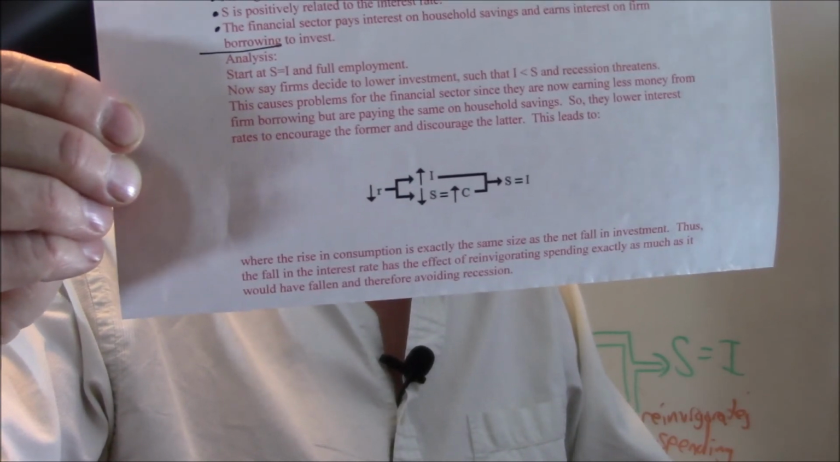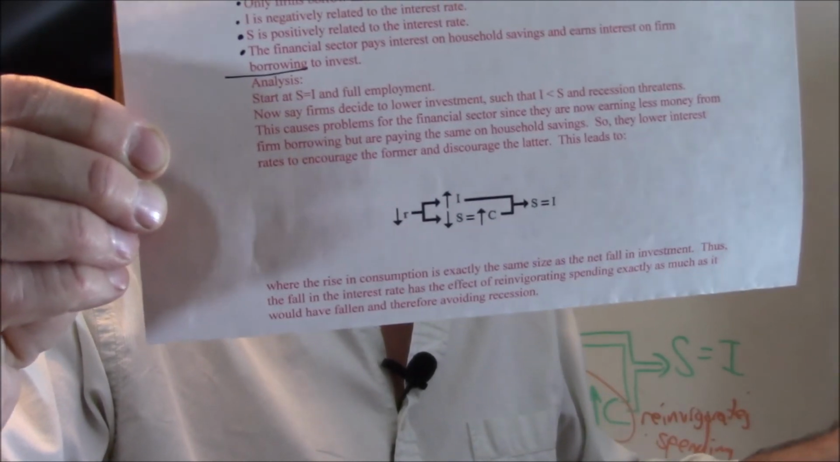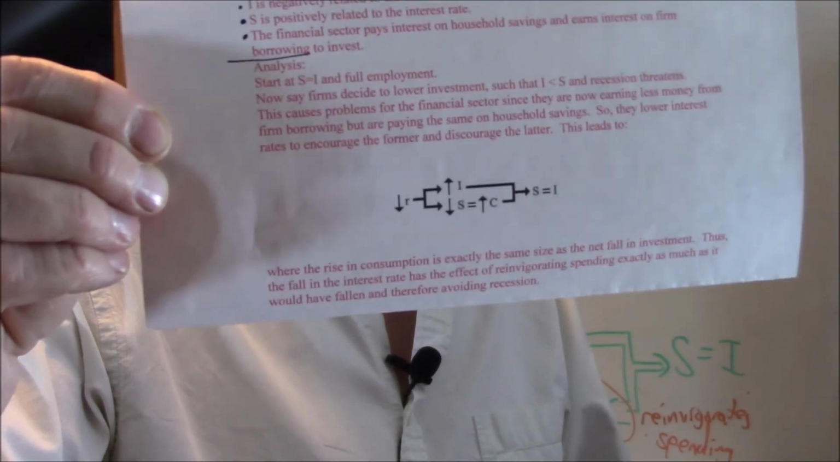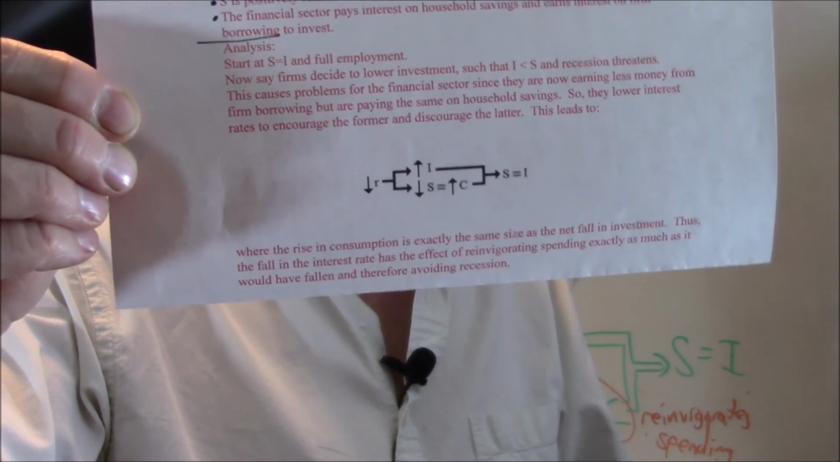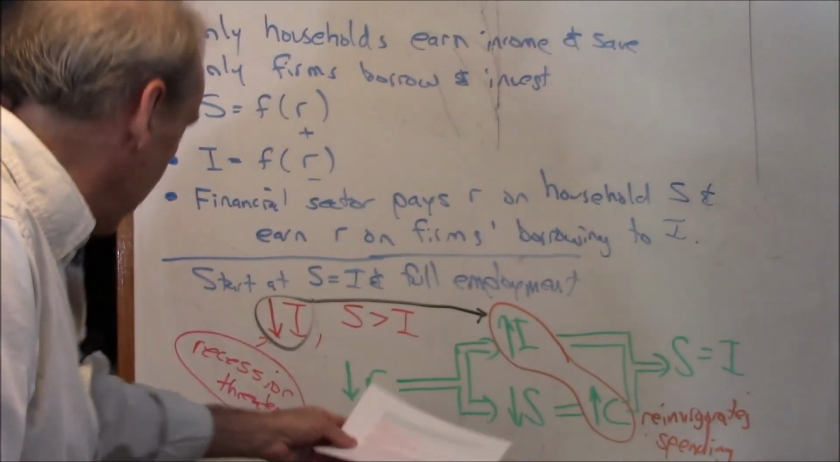Because there's a net fall in investment, right? Investment falls and then comes back up some, but it still leaves a gap. But that's okay, consumption takes up the gap. Therefore, the fall in the interest rate has the effect of reinvigorating spending exactly as much as it would have fallen, thereby avoiding recession.